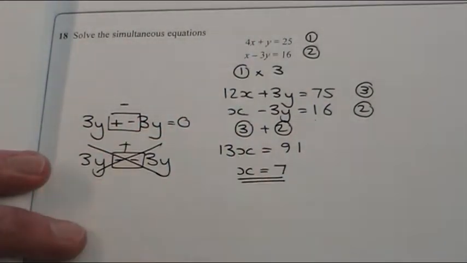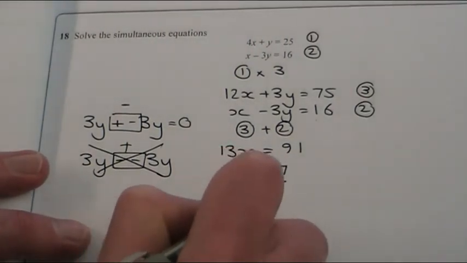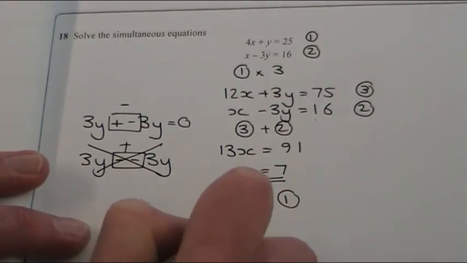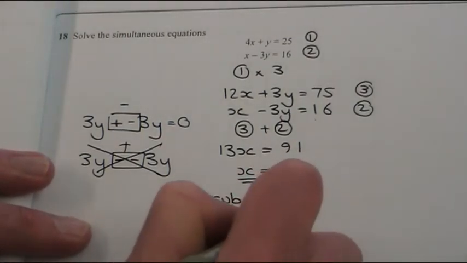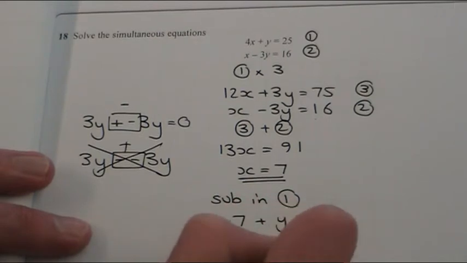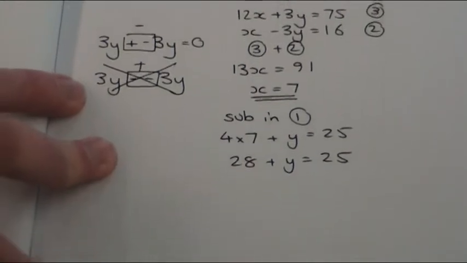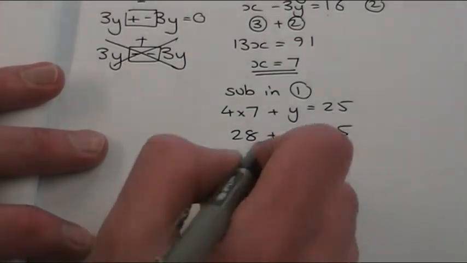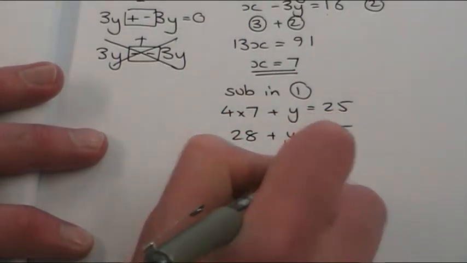I like the positive one best, I think it looks a lot easier to do. So I'm going to write sub in equation 1. So 4 times 7, because x is 7, plus y is 25. So 28 add y is 25. So sometimes you look at this and you go, oh, I've gone wrong because 28 is bigger. But this can be a negative number. So I have to take away 3. So y must be a negative 3.